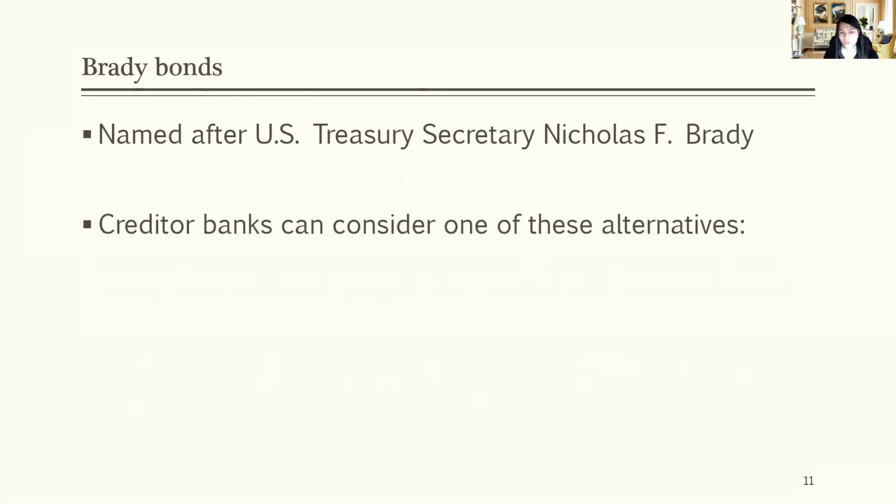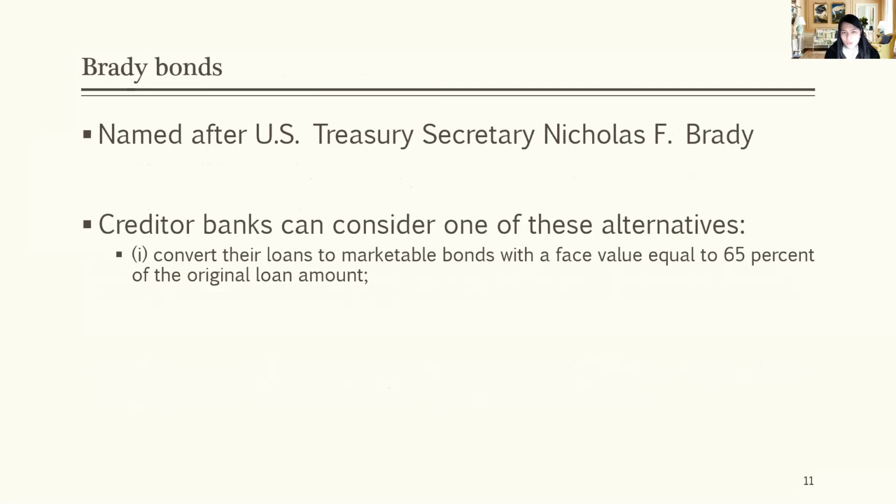A second solution for the debt crisis in 1982 was something called Brady bonds, named after the US Treasury Secretary at that time, Nicholas Brady. So essentially, this guy proposed three different alternatives for the banks. Number one, they could convert their loans into bonds and sell them in the market, okay, at a discount of 60%, 65% of the original loan value. So basically, they asked the banks to forgive 35% of the debt.